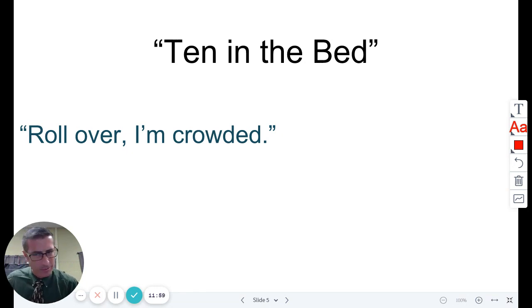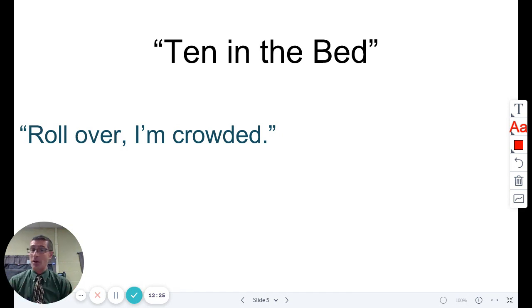Again, right there at your computer, people at your house, they can get over it. Ready? Let's try it all together and say, roll over, I'm crowded. Ooh, not bad. One more time, I think we'll have it. Ready? Everybody together, go. Roll over, I'm crowded. Nicely done. Now we go back to the patting and clapping.